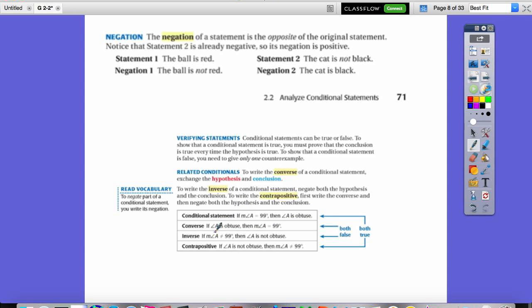Now, we're going to put it back to its original order, but talk about a negation. If a measure of an angle is not 99 degrees, then it is not obtuse. Well, that's not true. Just because it's not 99 degrees doesn't mean it's not obtuse. And the contrapositive goes back to our original conditional statement, flips the order, and puts in not. So contrapositive, if angle A is not obtuse, then the measure of A cannot be 99 degrees. That is true. If it's not obtuse, there is no way it can be 99 degrees.